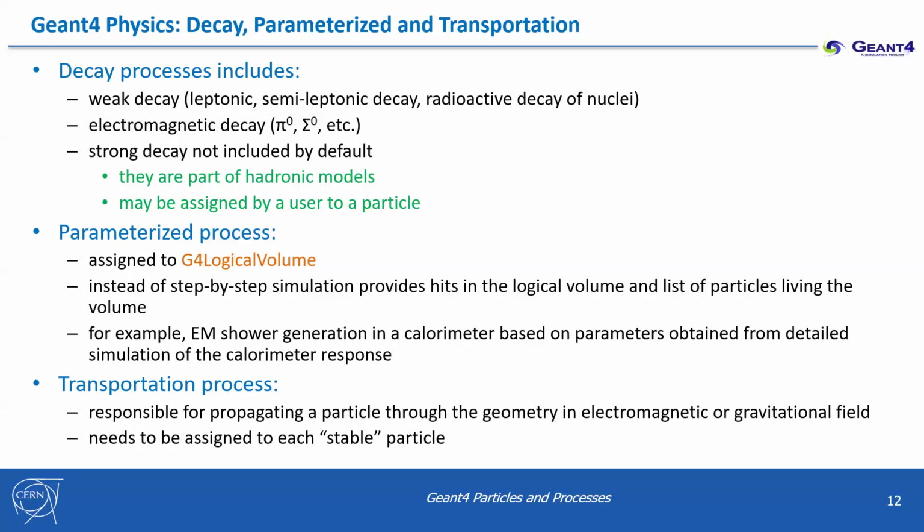Transportation process is responsible for propagation of particles in geometry, in electromagnetic or gravitational field, and needs to be assigned to all particles which we transport. So the difference between short-lived and all other particles is in the fact that so-called stable particles can be transported, while short-lived, which are within nuclei, are not transported by G4 transportation.